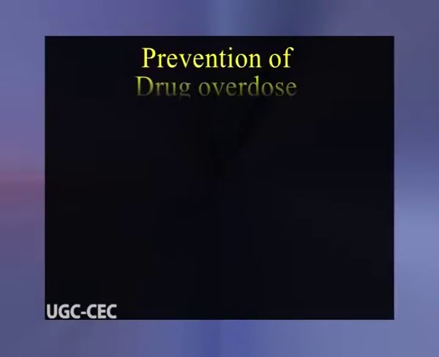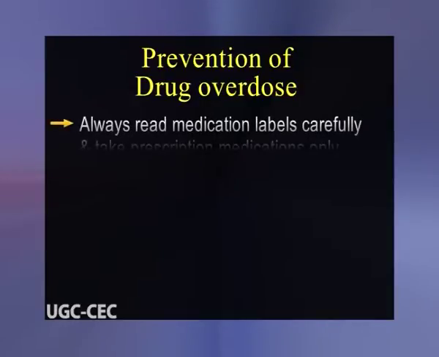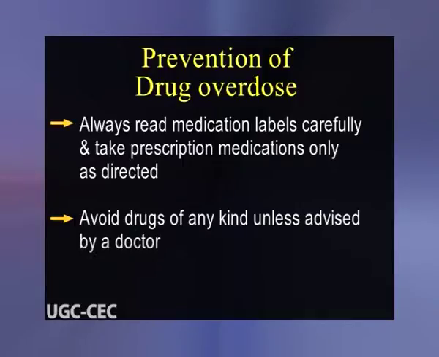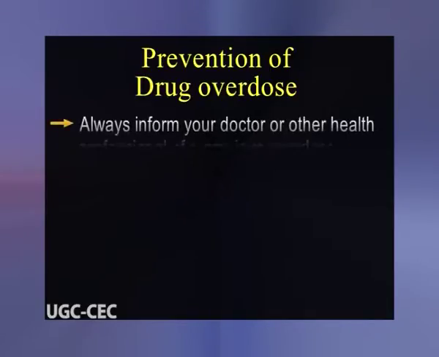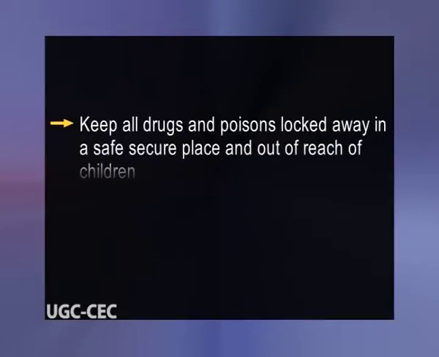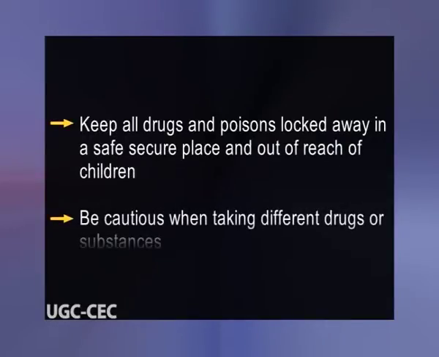Prevention of drug overdose. Some ways to avoid overdose include: always read medication labels carefully and take prescription medications only as directed. Avoid drugs of any kind unless advised by a doctor. Always inform your doctor or other health professional of a previous overdose. Do not stockpile unnecessary drugs. Keep all the drugs and poisons in a safe place and out of reach of children. Be cautious when taking different drugs or substances.